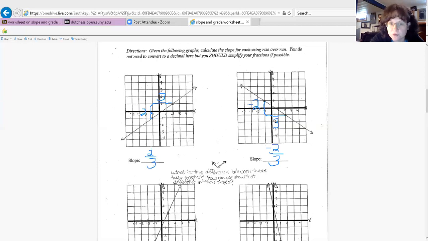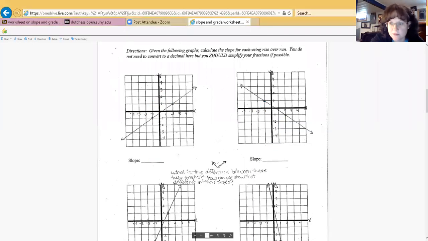So the question that I have here to kind of guide us through that is, what is the difference between these two graphs? This graph is increasing. This graph is decreasing. How can we show that difference in their slopes? This slope was positive because I was going up. This slope was negative because I was going down. So that's always going to be the relationship. So increasing lines have positive slopes. Decreasing lines have negative slopes.